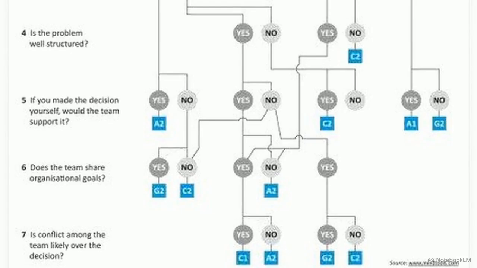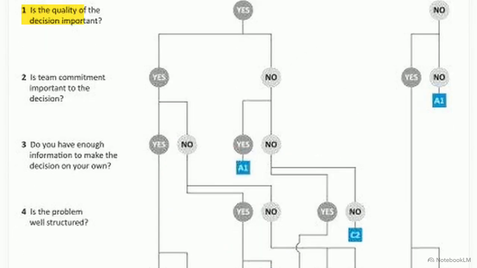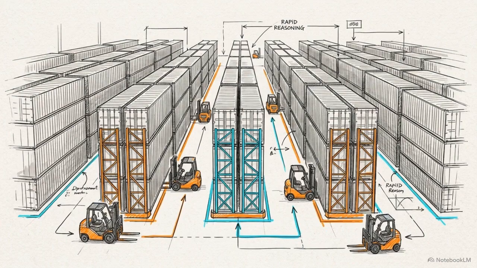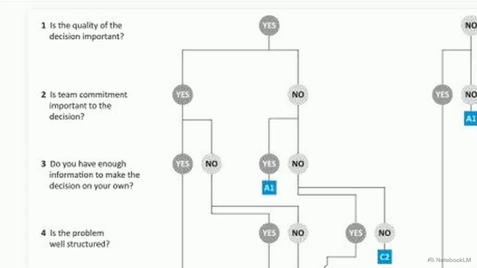You arrive at the optimal style by answering a series of binary variables regarding the importance of decision quality, the necessity of team commitment, and the availability of information. Let's test the model against a real-world supply chain challenge, such as introducing a massive cost reduction initiative across an organization. Returning to the tree, we hit the first logical gates. Is the quality of this cost reduction decision important? Yes. Do you have enough information to make it on your own? No.